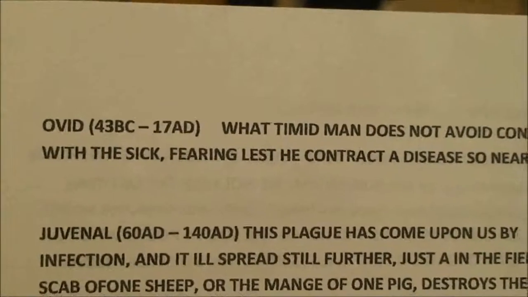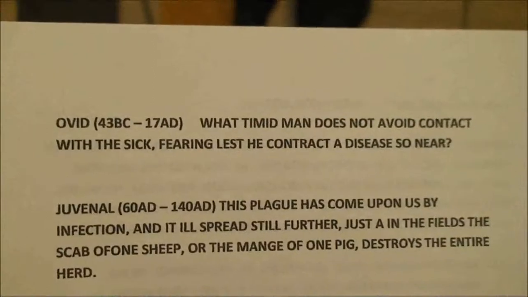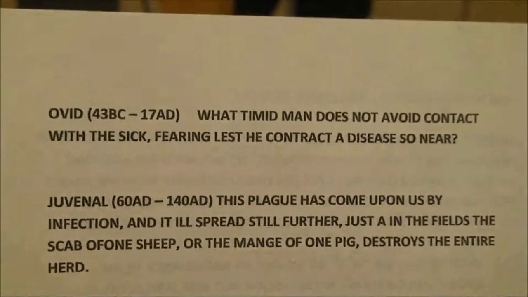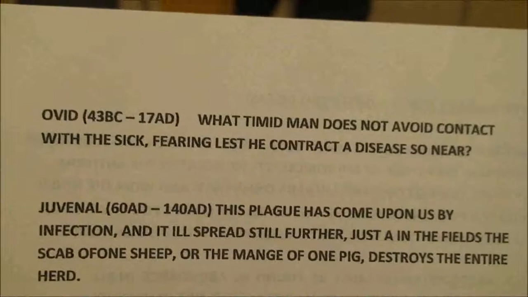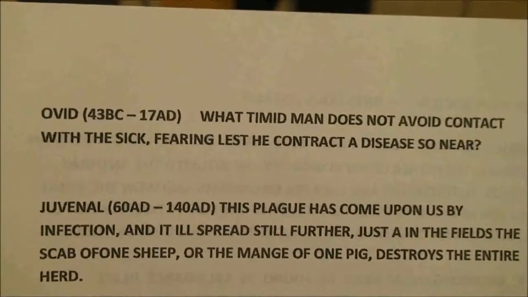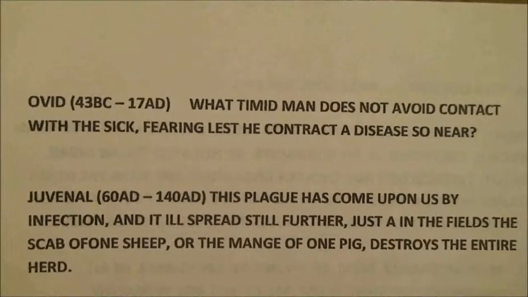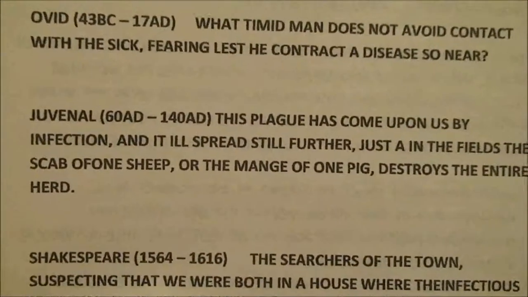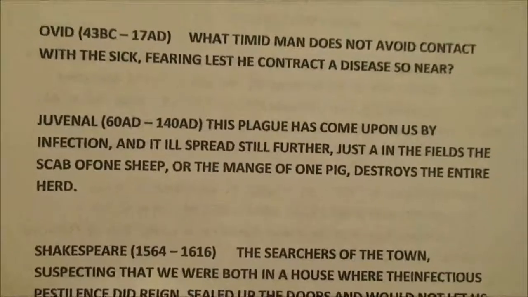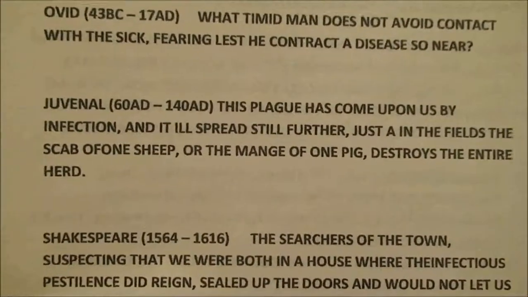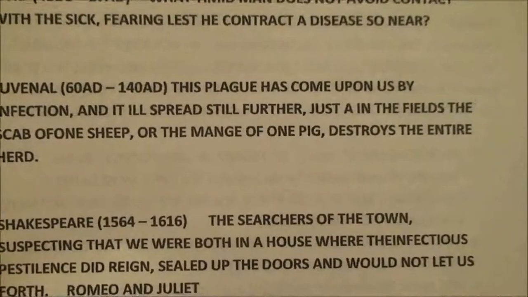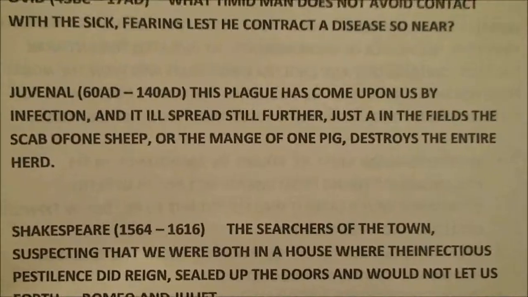Even though our forebears and ancestors didn't know anything about microscopes and bacteria or antibiotics, they weren't so dumb after all. Ovid, a Latin poet and scholar from 43 BC to 17 AD, said, "What timid man does not avoid contact with the sick, fearing lest he contract a disease so near?" Juvenal, another Roman, said, "This plague has come upon us by infection, and it will spread still further. Just as in the fields, the scab of one sheep or the mange of one pig destroys the entire herd." He was talking about anthrax here.